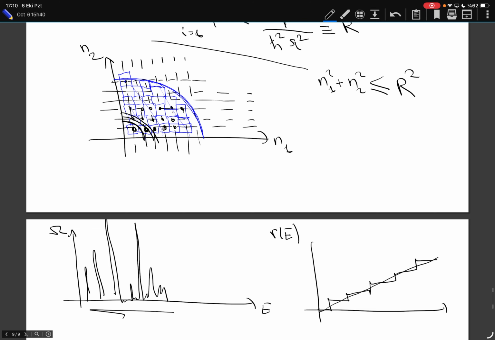So if you go back to here, gamma E would be the integral of d3n of m, such that m squared is less than or equal to E V to the 2/3 divided by h bar squared pi squared. By m squared, just understand m1 squared plus m2 squared plus m3 squared, etc.